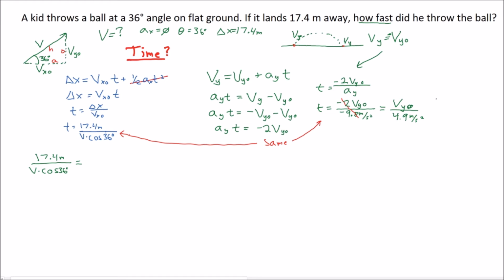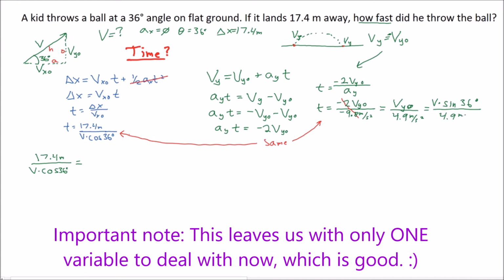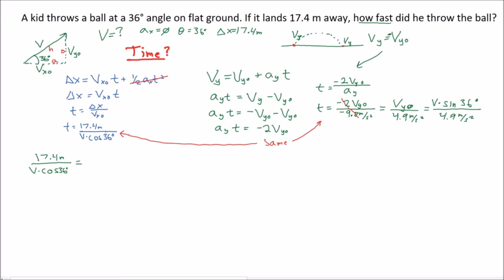Vy naught is actually, let's just kind of complete this. What is Vy naught? That's going to be the opposite side. So that's going to be V times the sine of the angle 36 divided by 4.9 meters per second squared. Now you could simplify this anytime you want to. What I'm going to do is just carry this over here and simplify it in a few minutes. It doesn't really matter when you simplify it. So V times sine 36 degrees divided by 4.9 meters per second squared.